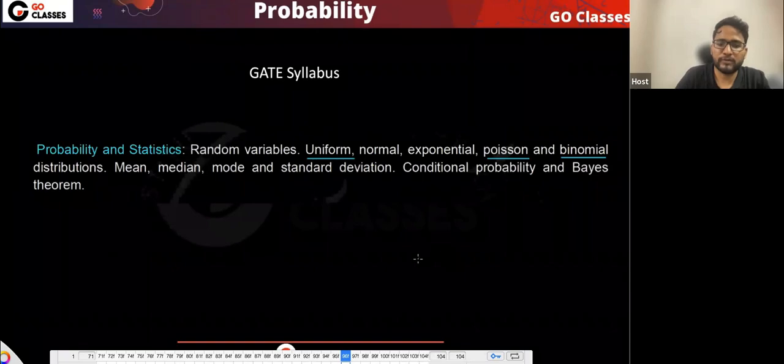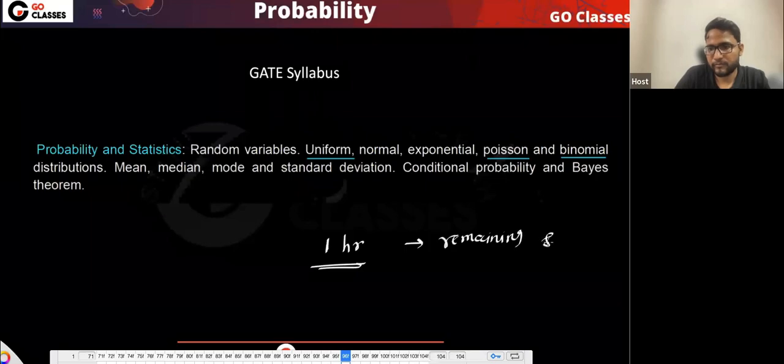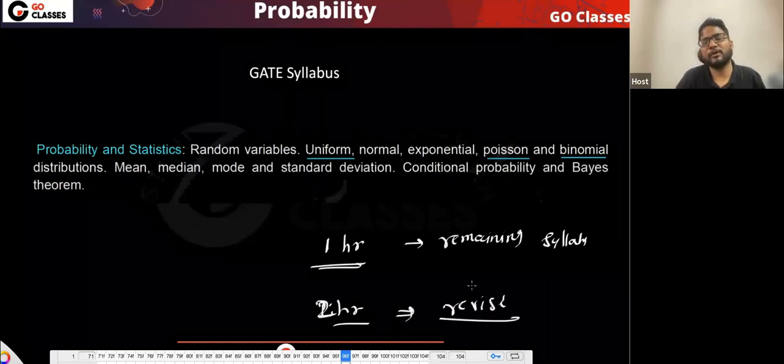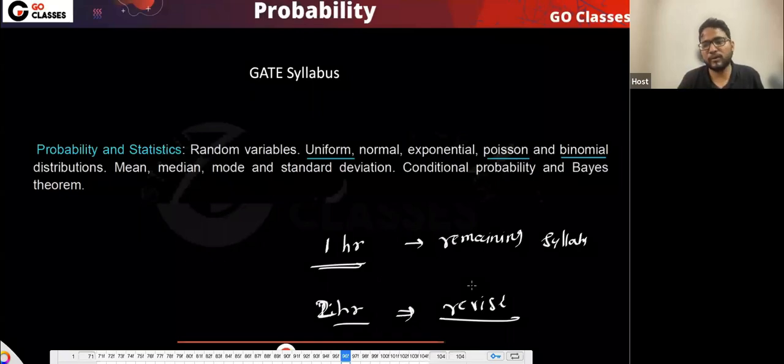Ekta is saying probability revision. Okay, let's do one thing. Tomorrow in the first session, I just need 1 hour for the remaining syllabus. And then in the remaining 1.5 or 2 hours, we will just revise everything. I will not put any new thing, not even a single new question. Everything should be old, so that you are able to connect the dots. Whether it is theory or question, it will be old. Nothing will be new in this revision.